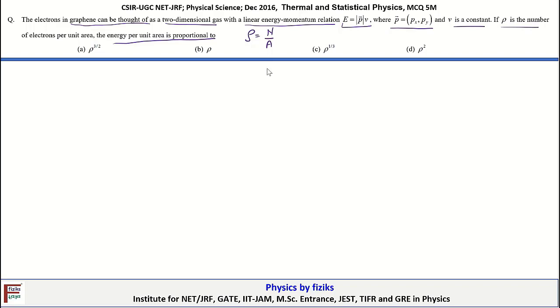So let's first take a look at the things which are provided to us. We are given the dispersion relationship, which is E is equal to PV, where V is a constant and P is a function of Px and Py only, which merely indicates that it's a two-dimensional system, and also given that V is a constant.